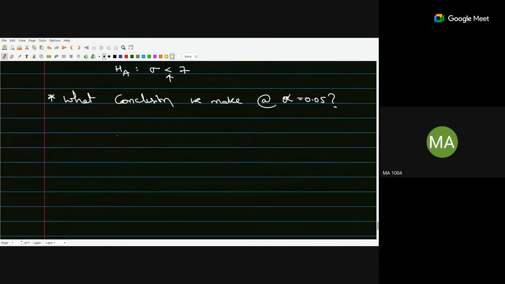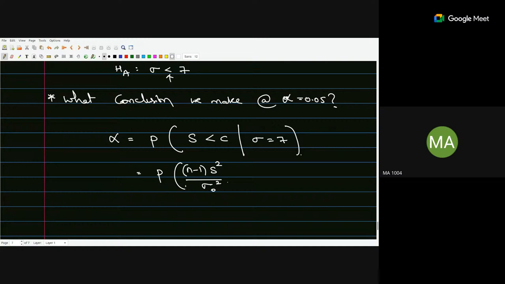Now I can write down the alpha. Alpha is the probability that S less than C, because this is where the rejection region lies, given the null is true. The null says sigma is 7. So now what do I have to do? I have to do N minus 1 S square divided by sigma square less than N minus 1 C square divided by sigma square, given sigma is equal to 7. So I know this is chi square N minus 1.